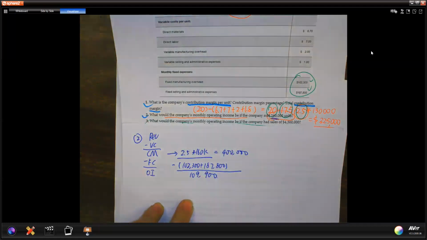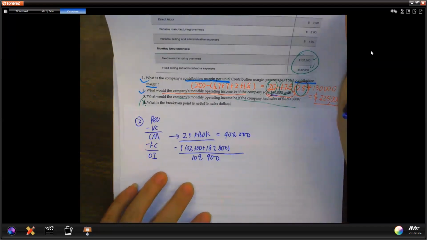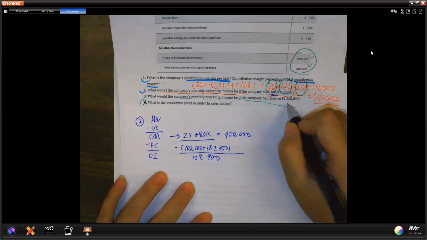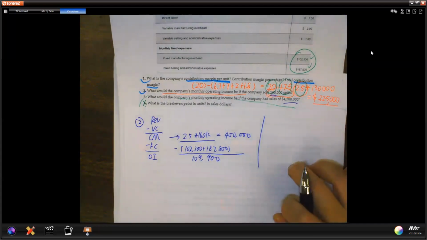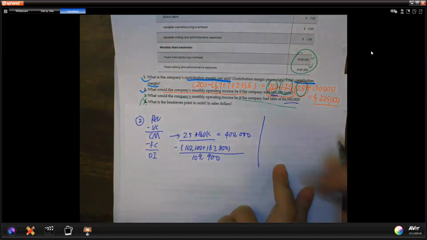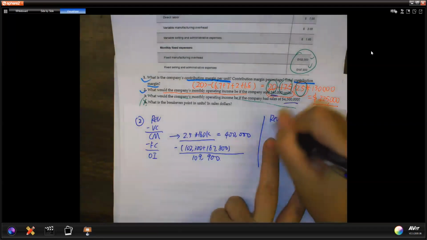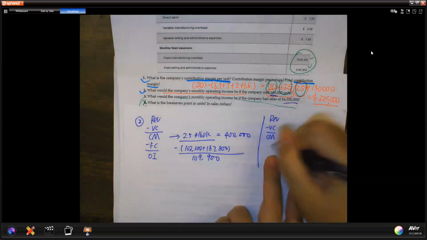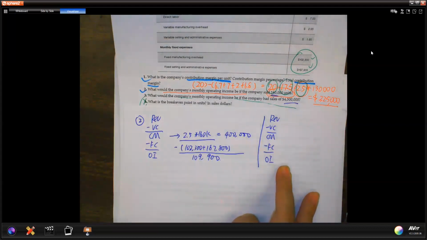Nothing really much to say. Question 3 said the monthly operating income if you had sales of this much. So if your sales has become this much, so still revenue minus variable cost gives you contribution margin, minus fixed cost gives you operating income. So how do we do this one?